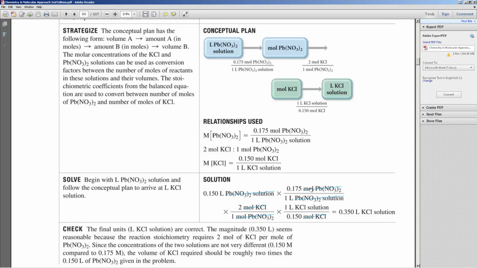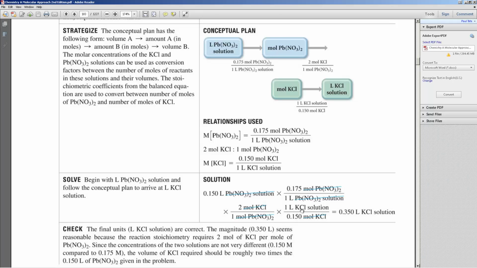If we stopped right here, we would have how many moles of lead nitrate were used. But we don't want to stop right here. We use the stoichiometric coefficients to see if this many moles, the solution to this step, react in that balanced equation, then 2 moles of potassium chloride are made for every 1 mole of lead nitrate. And so if we stopped right here, we would know moles of KCl, but still not what we're asked for.